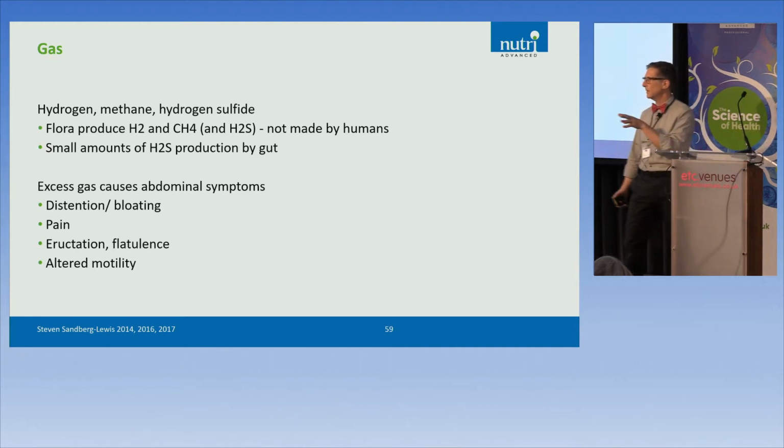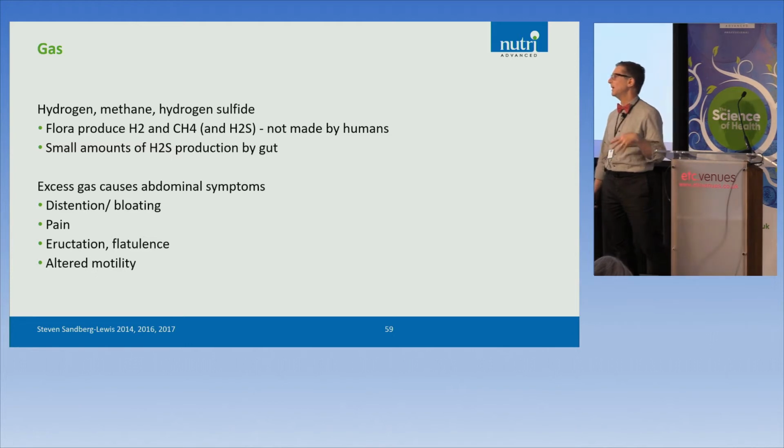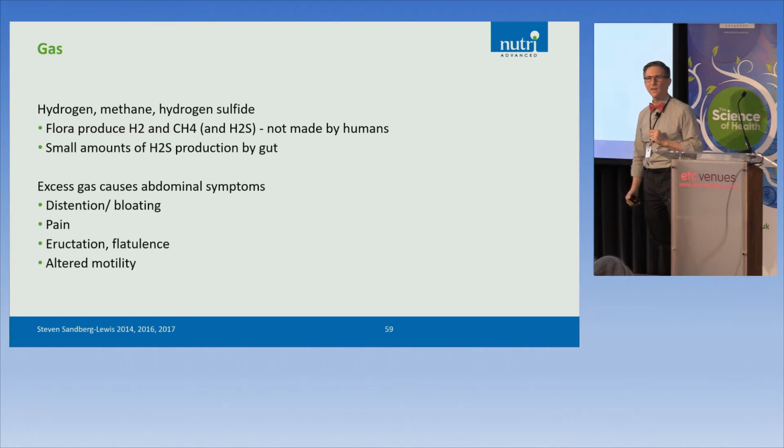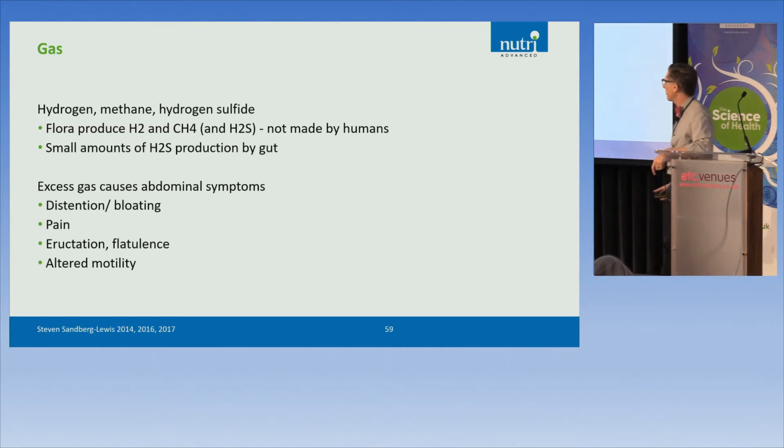Now, some of it gets absorbed into the blood and gets exhaled through the lungs, and that's why we can measure it in a breath test. So if you can't belch or pass gas through the rectum, you better hope that a lot of it gets absorbed into your blood so it doesn't cause so much pain that you're in the emergency room all the time. But that'll cause systemic symptoms, so it's a trade-off. And then there's altered motility, because gases also alter motility.